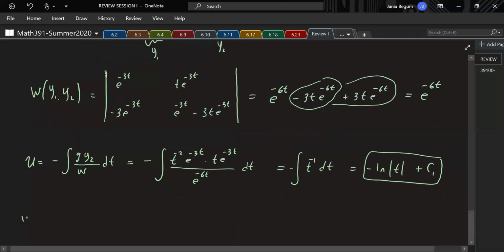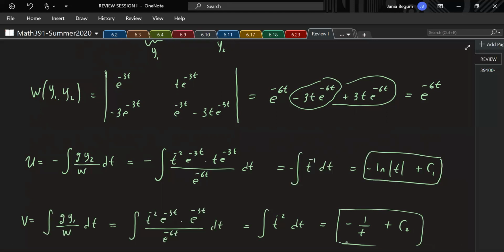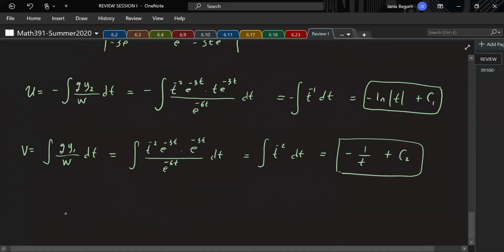Now let's look for v. V is the integral of g times y1 over the Wronskian dt. So g is again t to the -2 e to the -3t, times y1, which is e to the -3t, over the Wronskian e to the -6t dt. Again, the exponentials cancel out. We have t to the -2 dt, and if you integrate this, it's just -1 over t plus c2. Again, double checking my work. Yeah, looks good. Now is the part where you write out your general solution, and then from there we can pick out which one is homogeneous and which one is particular. So we know our general solution.